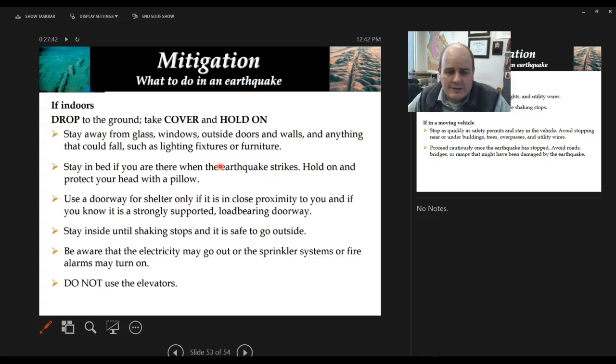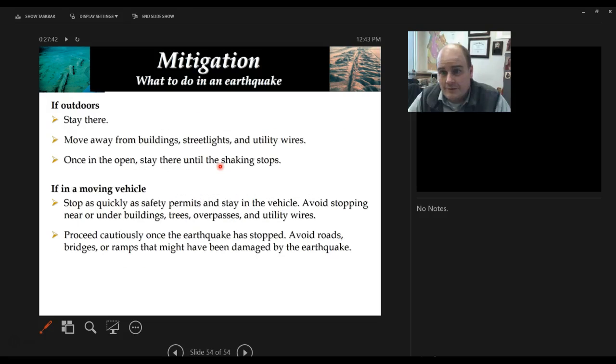Stay inside until the shaking stops and until it's safe to go outside. Okay, you want to make sure that nothing's moving until you get out. But once the earthquake stops, absolutely try to get out of that building. If the electricity is out or fire systems may turn on, just be careful of that, and don't use the elevators because they could fail.